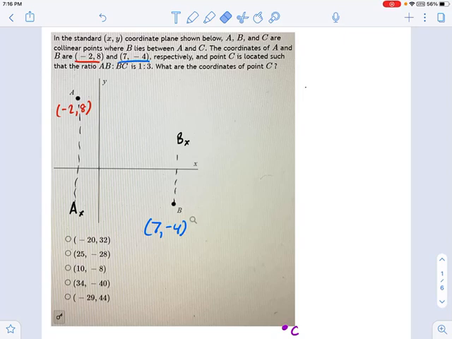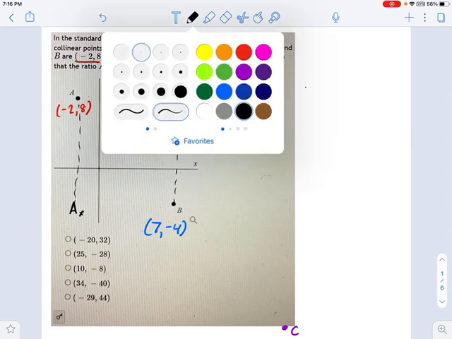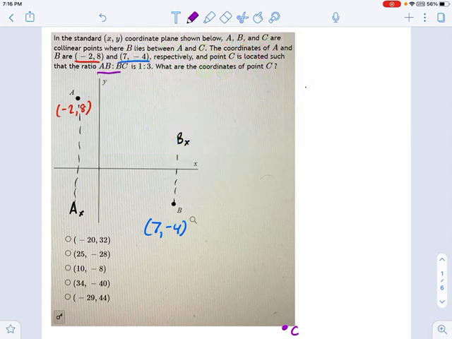We're on a standard XY coordinate plane. And we see some points A and B on this plane, and I've put those in red and blue. B is located at 7, -4. A is located at -2, 8. And I'm told something interesting here, which is this: AB to BC, those lengths, are in the ratio of 1 to 3.